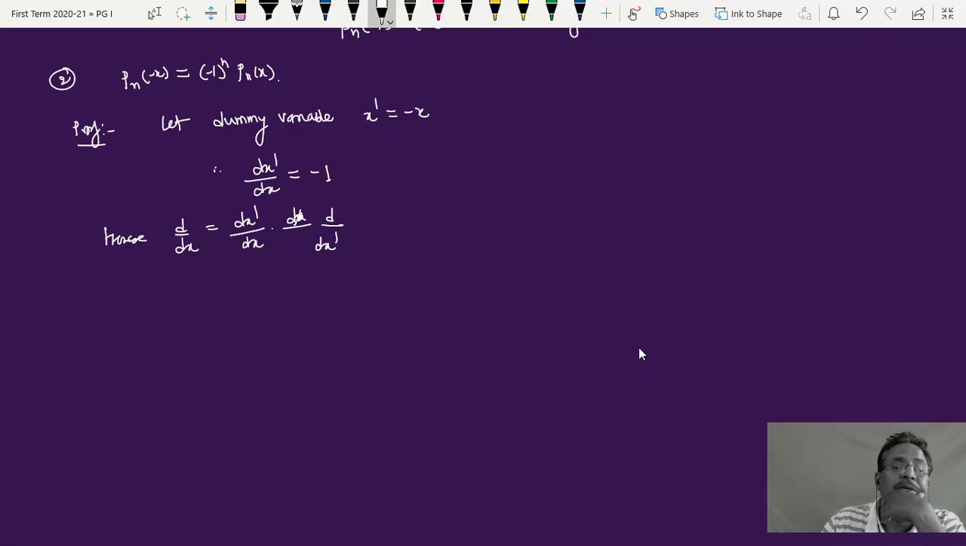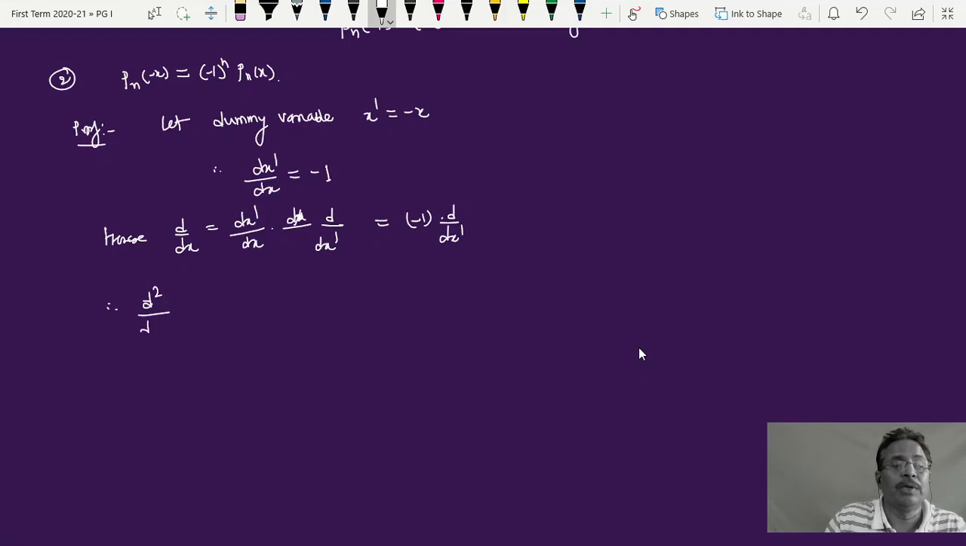I have done nothing. d by dx is written as dx prime taken in the numerator as well as dx prime taken in the denominator. So dx prime upon dx into d upon dx prime is equal to d by dx. Using the earlier equation, this is nothing but minus 1 into d by dx prime. So d by dx is equal to minus 1 into d by dx prime.